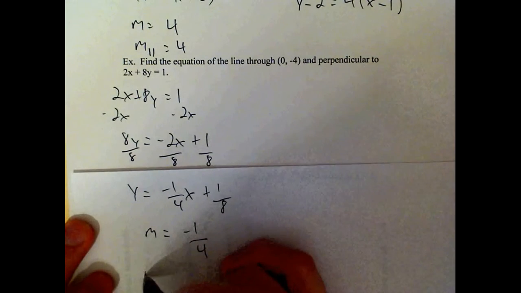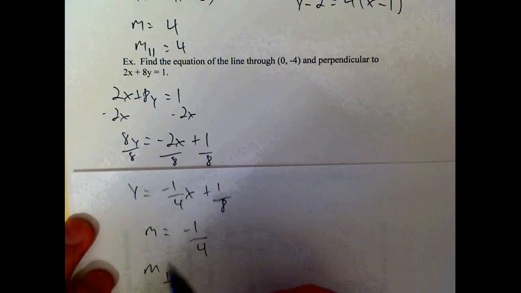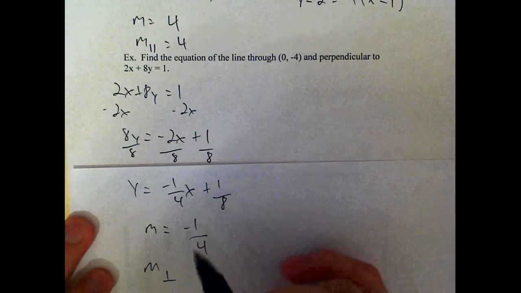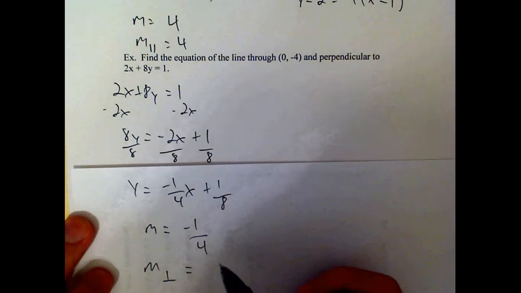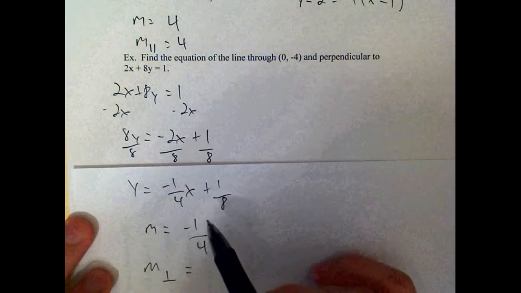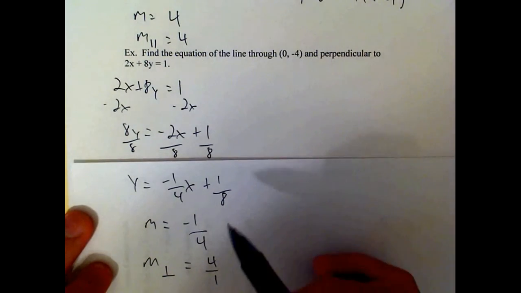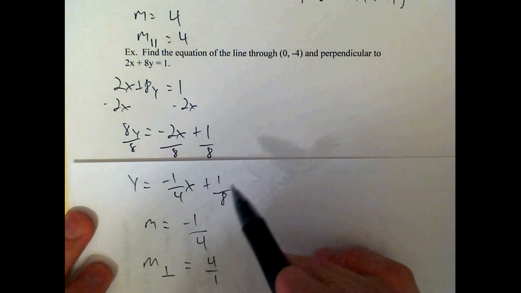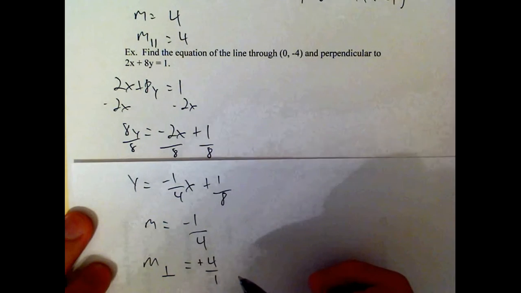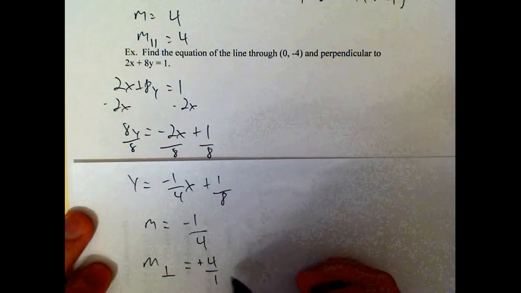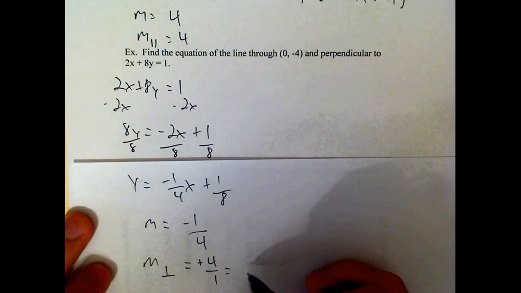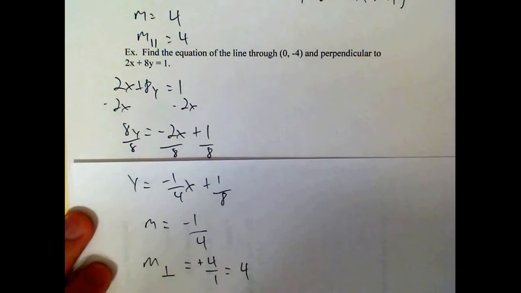Now the slope of the line perpendicular, and that little symbol right there just means perpendicular, is found by taking this slope and flipping it over, which gives us 4 over 1, and changing the sign. Since it's a negative, when I change the sign, it becomes a positive. That's what we mean by negative reciprocals. And positive 4 over 1 is nothing but a positive 4.